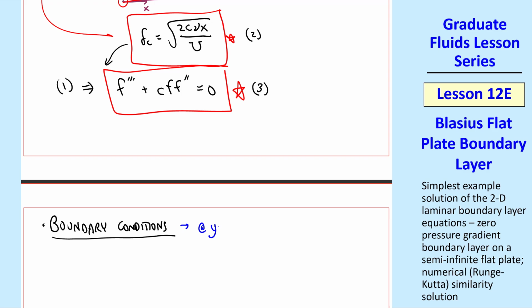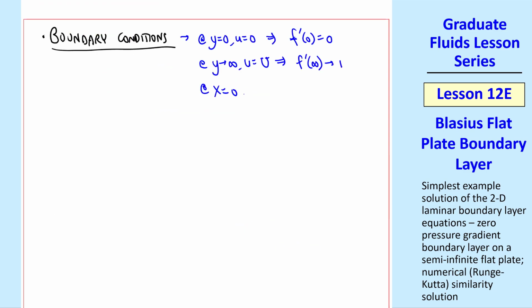Let's look at the previous boundary conditions and see how they map into these similarity variables. At y equals 0, u equals 0. That tells us that f prime of 0 is 0. At y going to infinity, u equals capital U, so f prime of infinity must go to 1. At x equals 0, u equals capital U for all y, which becomes f prime of infinity goes to 1, since eta is y over delta_c, and as delta_c goes to 0, eta goes to infinity.